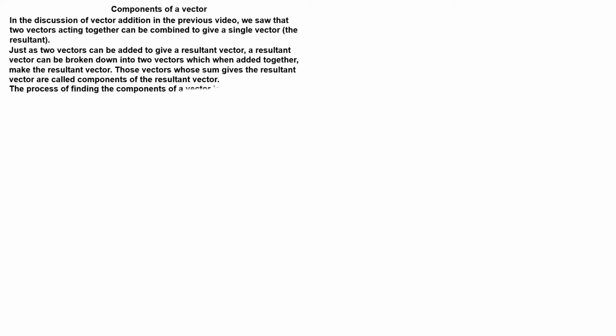Just as two vectors can be added to give a resultant, a vector can be broken down into two vectors which, when added together, make the resultant vector. Those vectors whose sum gives the resultant vector are called components of the resultant vector. The process of finding the components of a vector is called resolving the vector.